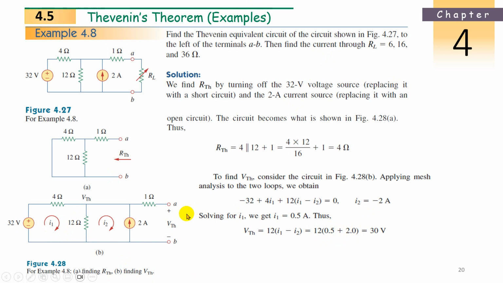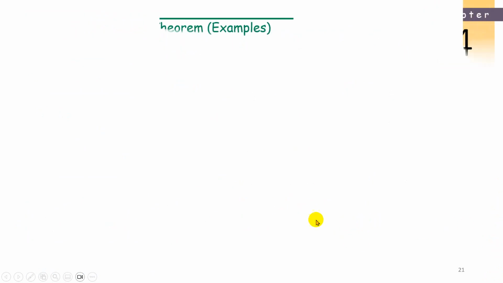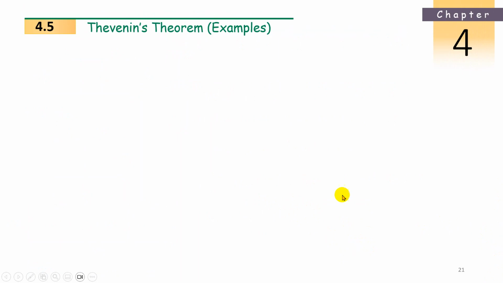If you use this 12 ohm branch only, we got VThevenin. If you want to use node analysis from this branch to this branch, 32 minus 4 into I1, this also comes the same. So this is how we find the VThevenin. Now we have to find the RThevenin, apply the load resistance and find the load current, and we can proceed.